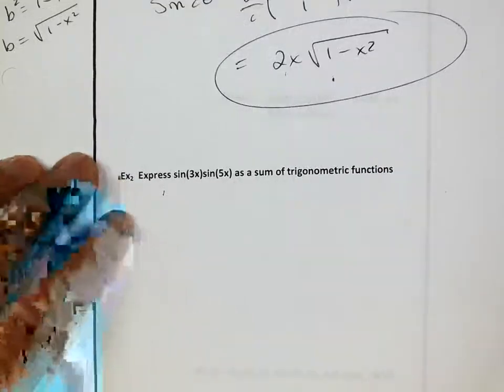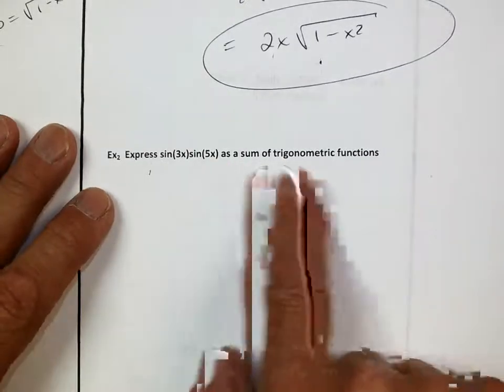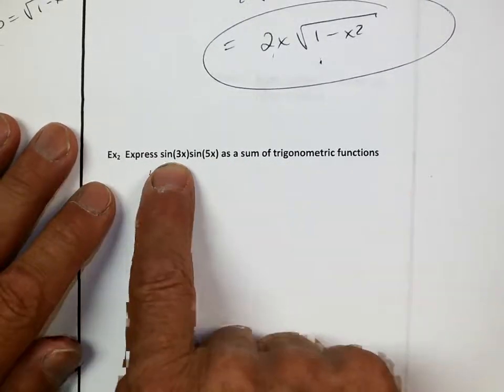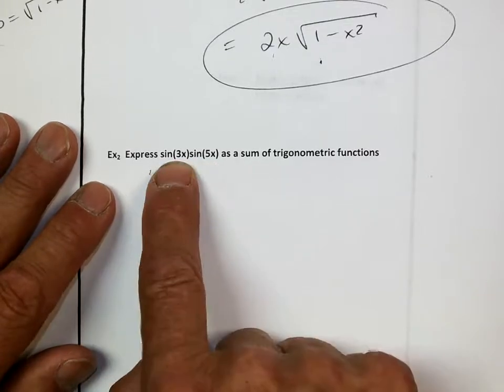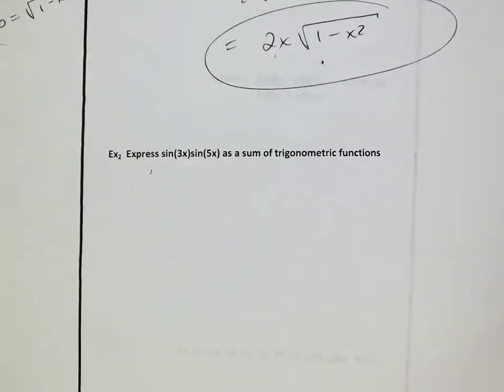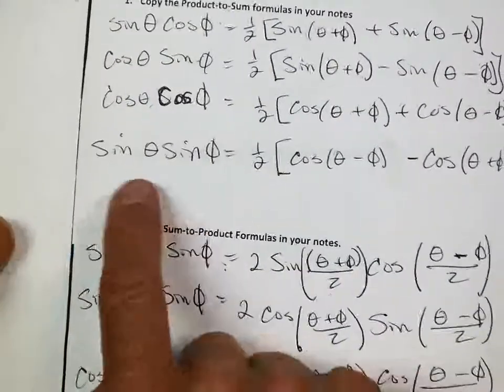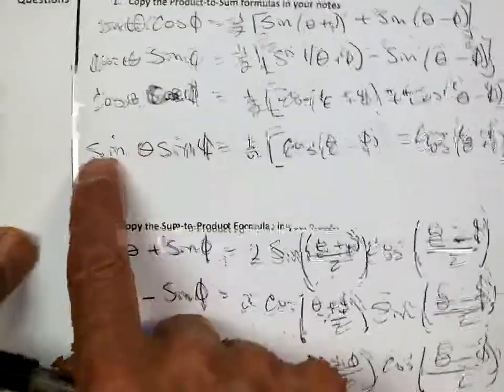All right, so sum of trig functions. So this looks like today's stuff, doesn't it? Sine, sine. Sine of something is a sum of trig functions. So, okay, let's go to what I had today. I look for sine, sine. Looks like this one right here. You guys see it? It's this one right here.